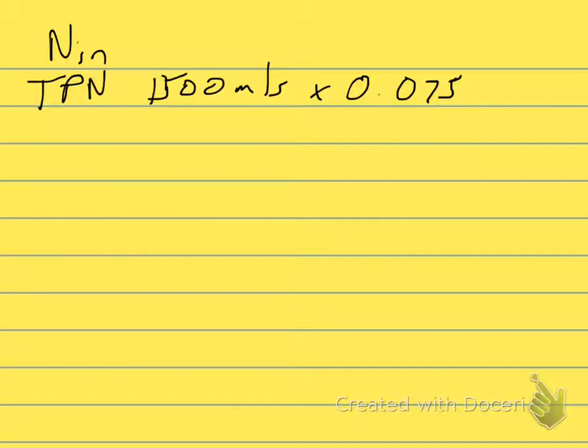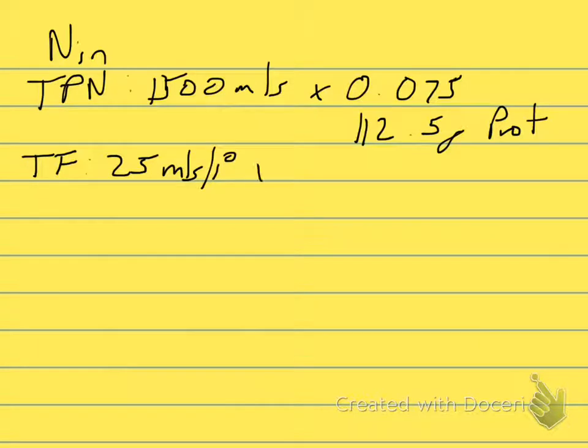And we end up, if you do this math, 112.5 grams of protein coming in from the TPN. We also have this resident on a tube feeding. And again, it's running at 25 mils an hour continuous, so 25 mils an hour times 24 hours a day is going to give us a total volume of 600 mils. Again, it's not a lot.